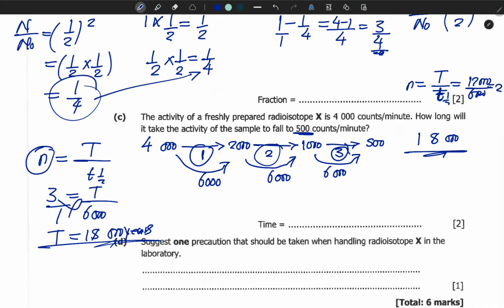Then suggest one precaution that should be taken when handling radioisotope X in the laboratory. These are just safety precautions, like wearing badges or gloves, whatever you can use to protect yourself from diseases like cancer. So as you can see, the paper was just okay.